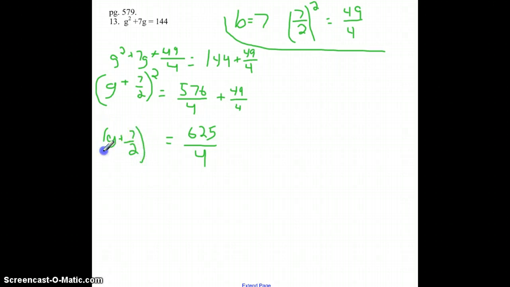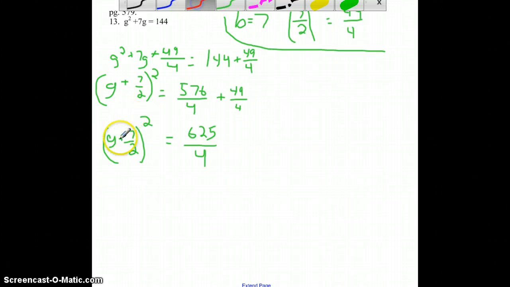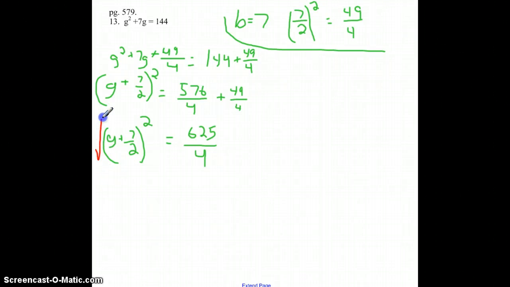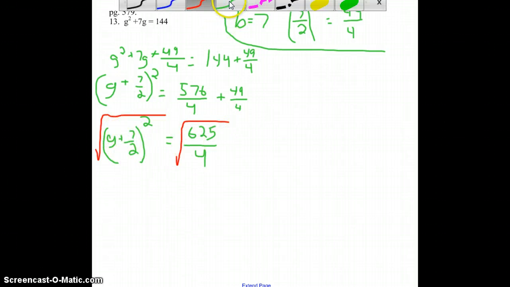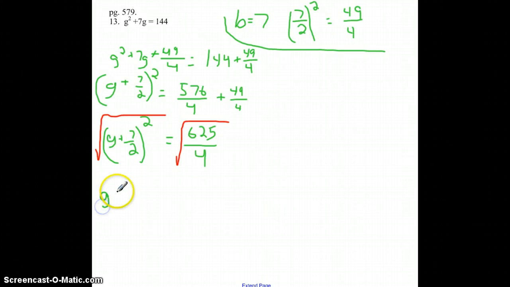Alright, so we've added our new c to both sides. Okay, we simplified this right side. On the left side, we took our new perfect square trinomial and we factored it out. So now, if you look, we've got something being squared all alone on one side. Here's where we just take the square root of both sides. Okay, so this is going to unlock over here, so it's just g plus 7 over 2. Remember, anytime you take the square root of something being squared, it just cancels out the exponent.